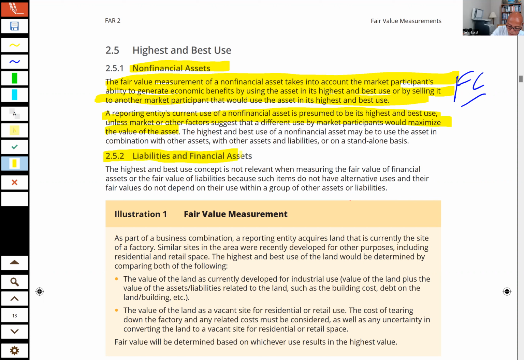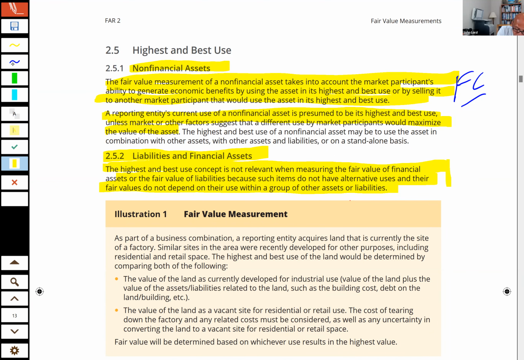For liabilities and financial assets, the highest and best use concept is not relevant, because there is really no use for liabilities, and there is no other use for a financial asset. It's whatever its value is. So for non-financial assets, we use highest and best use. For financial assets, it's not relevant.